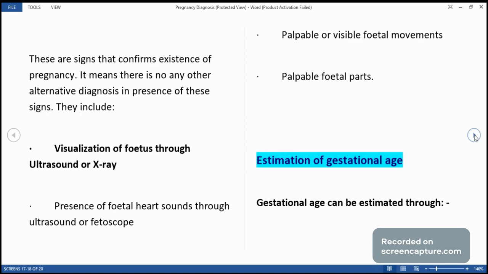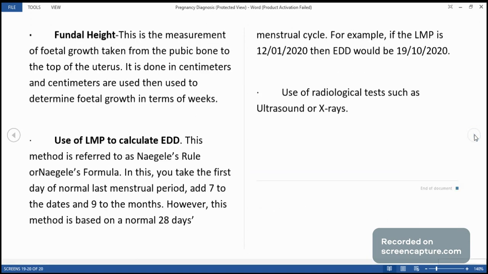Now, gestational age can be estimated through many things, but I want to talk about Naegele's rule. First, gestational age is the period of the pregnancy, the period you have taken with the pregnancy. Gestation period is the period from conception up to delivery, and that duration is always 9 to 10 months, or 40 weeks.